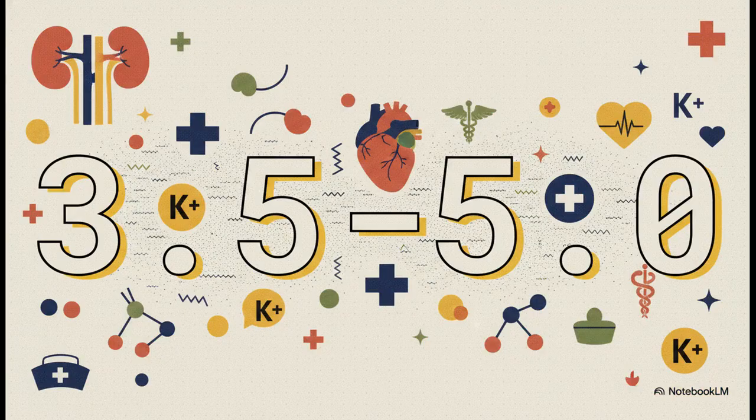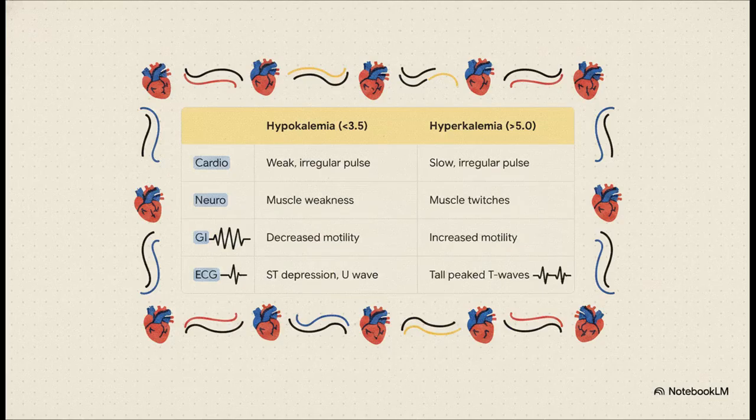This number right here, you have to know it. Burn it into your brain. Normal potassium is 3.5 to 5.0. No ifs, ands, or buts. It's just that important. And this slide shows you exactly why that range is so tight. Just look at the heart. Whether potassium is too low or too high, what happens? A weak, irregular pulse. It's because potassium messes with muscle contraction.